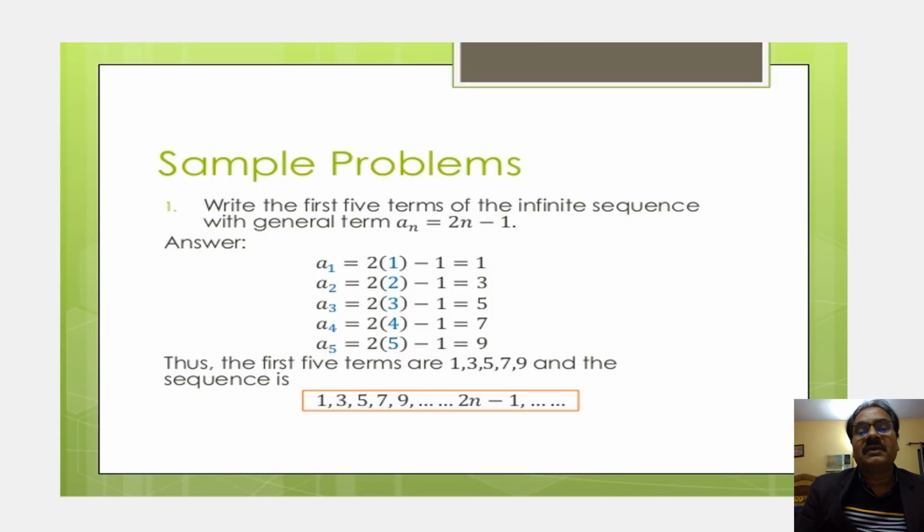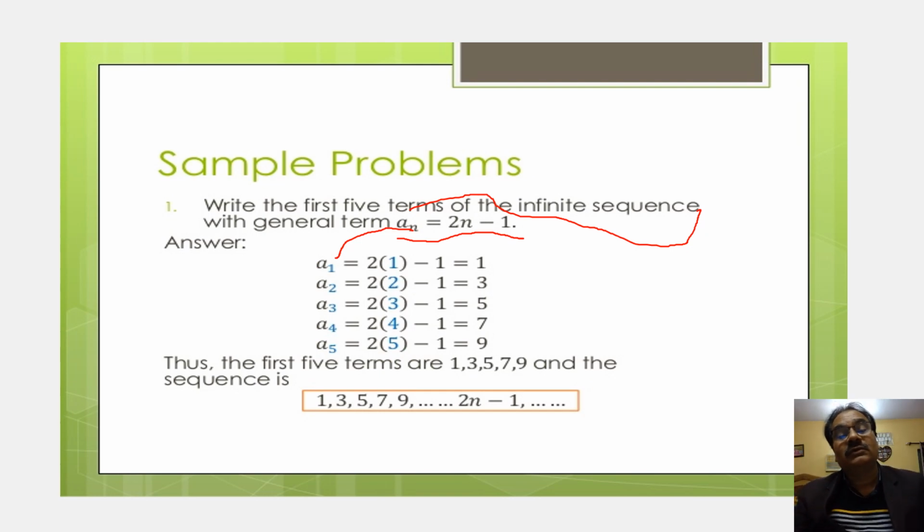Now, a simple example. Write the first five terms of the infinite sequence given by an is equal to 2n minus 1. Just put the value of n. a1 is of course 2 into 1 minus 1, that is 1. Similarly a2, a3, a4, a5. Therefore, the first five terms are 1, 3, 5, 7, 9, and the sequence is 1, 3, 5, 7, 9 and so on. The nth term of this sequence is 2n minus 1. So it is quite easy to know how to write a sequence and what it means.